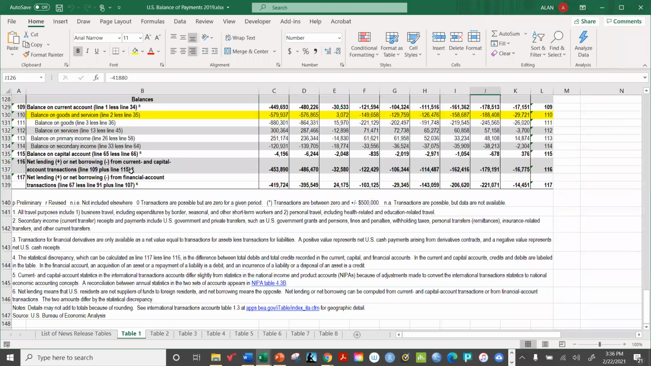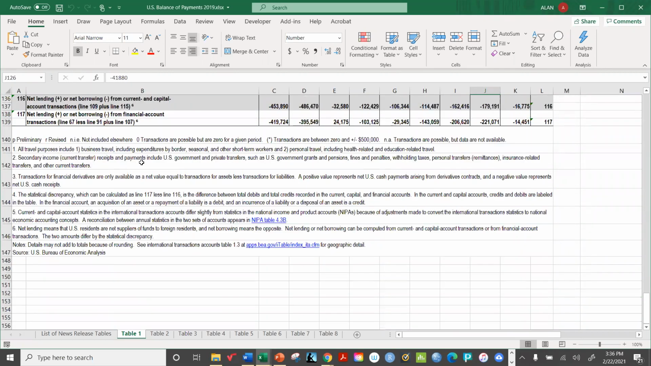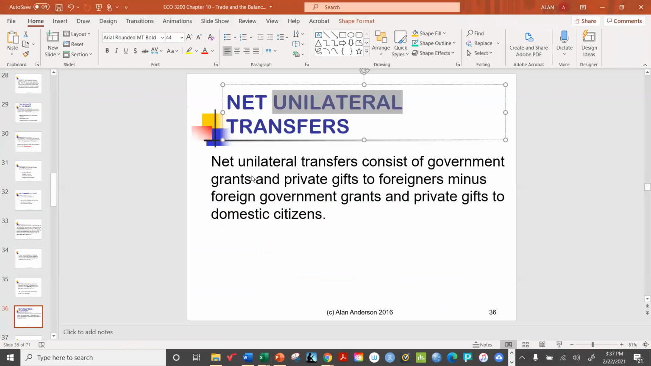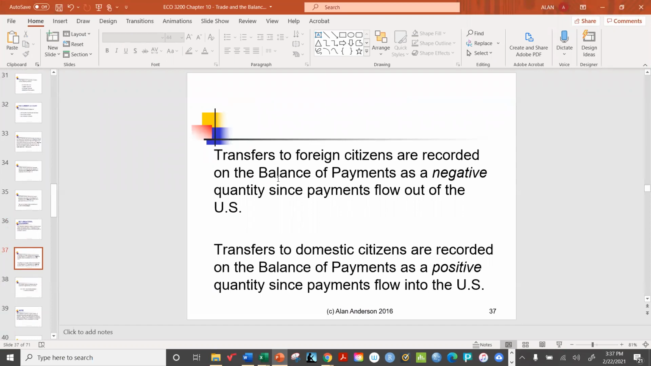Let's see, maybe they mention it down here. They must be calling it something else here. Yeah, they don't specifically mention it. But anyway, it is being counted in there.